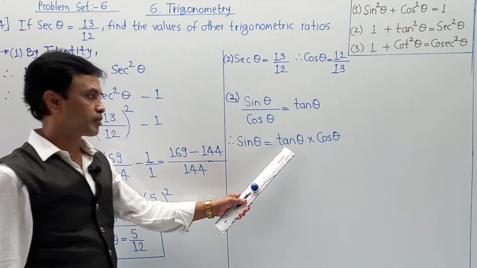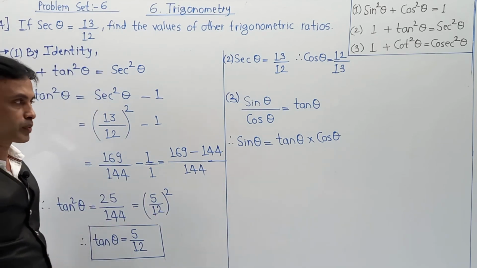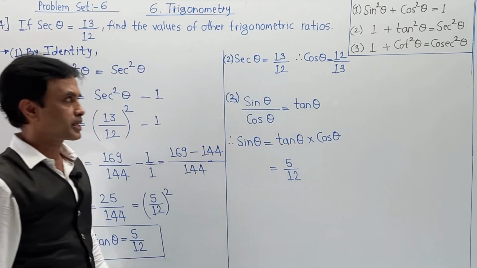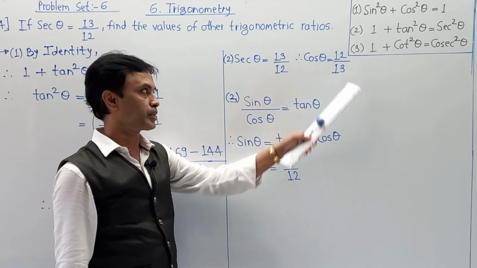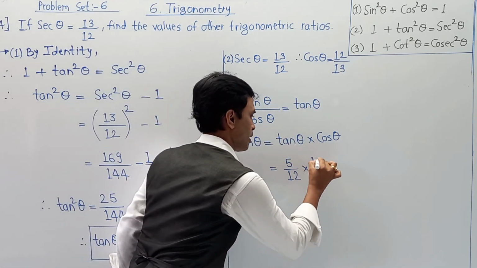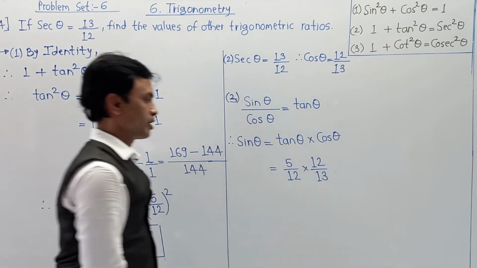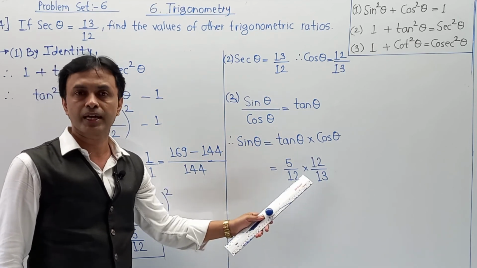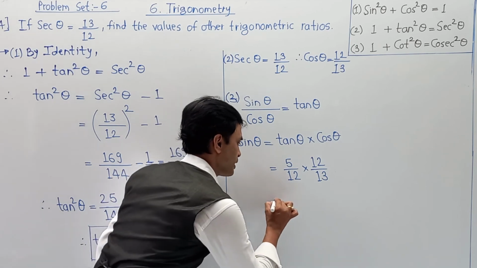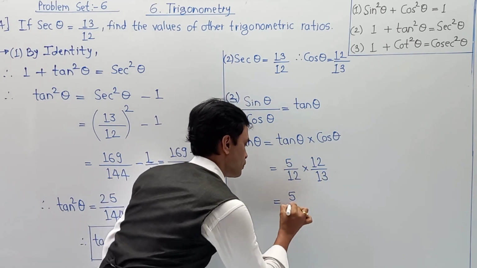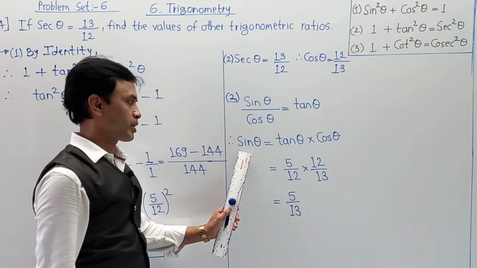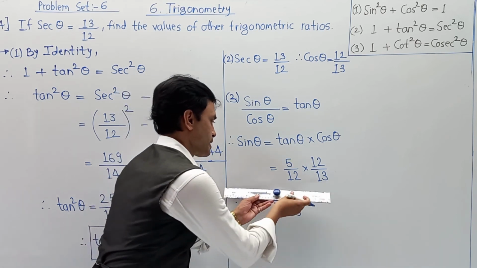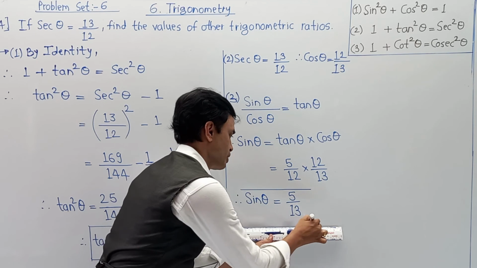Now the value of tan theta that we have calculated is 5 by 12. Next, the value of cos theta is 12 upon 13. Simply you have to cancel 12 with 12. So the 12 gets cancelled with 12, and your value becomes 5 upon 13. So 5 upon 13 is the value of your sin theta. As it is also an important part, I am going to make a box around it.